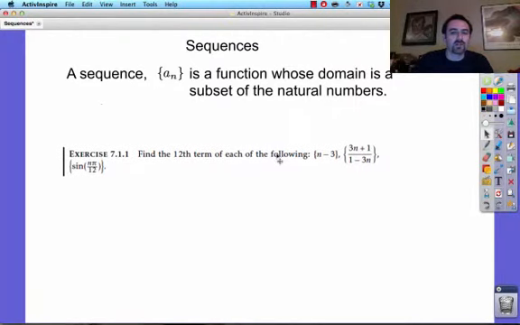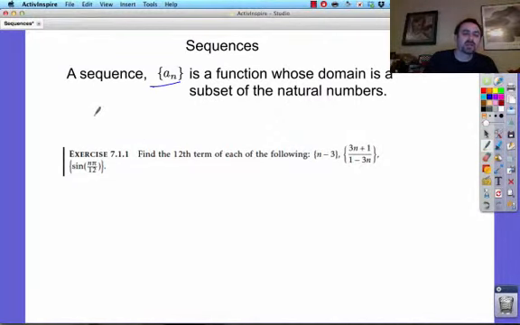Okay, so we're going to start with an introduction to sequences here. A sequence, first of all, is usually denoted with braces, and usually it's denoted by a letter with a subscript, and this is an arbitrary n. It's a function whose domain is a subset of natural numbers, or sometimes the integers, really.